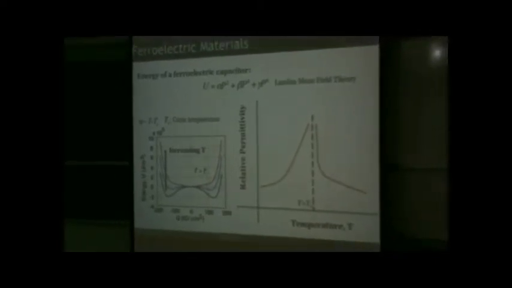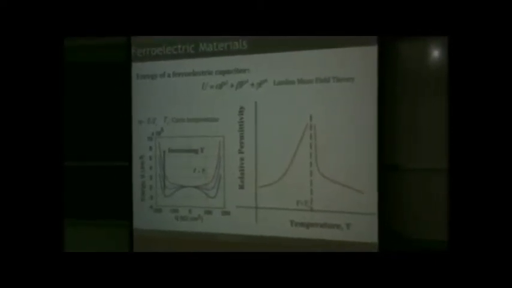So everything is symmetric with respect to plus P and minus P. That's all. And this first parameter is proportional to T minus Tc. So when your temperature is less than Tc, your alpha is negative. When you go above the Curie temperature, alpha becomes positive. And for capacitance, for those of you who are more mathematically bent, I have to take two derivatives of this function.